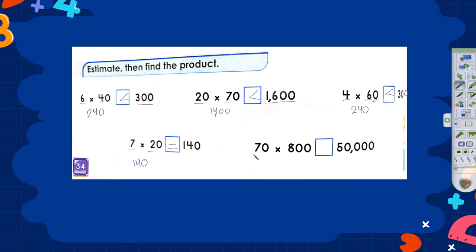And finally, 70 times 800. Use the basic fact. 7 times 8 equals 56. And how many zeros do you have here? 1, 2, 3. 3 zeros. Put a comma after 3 digits. Now, which number is the greater? 56,000 or 50,000? Great! 56,000 is greater than 50,000. So this number is greater than this number. Okay? Great job.